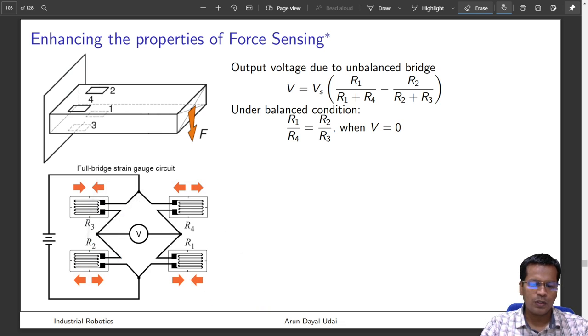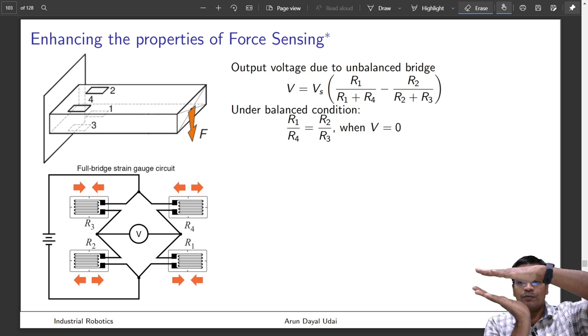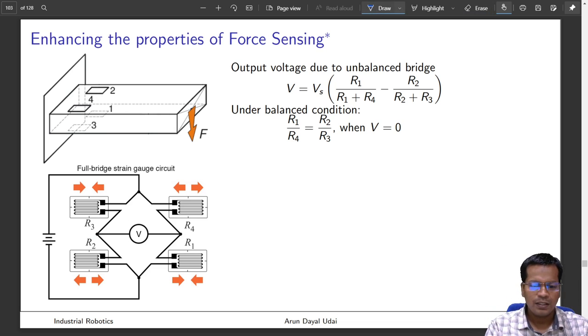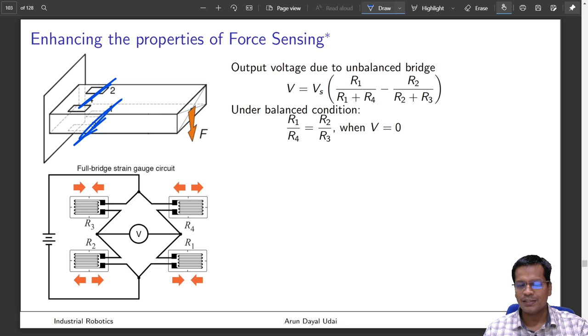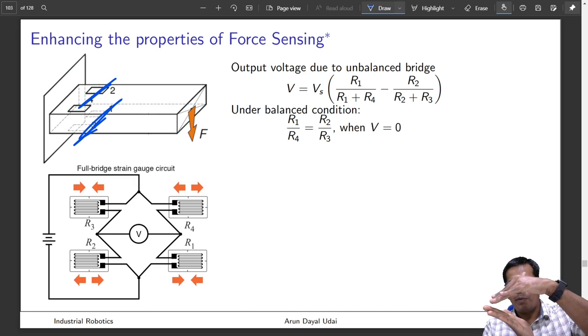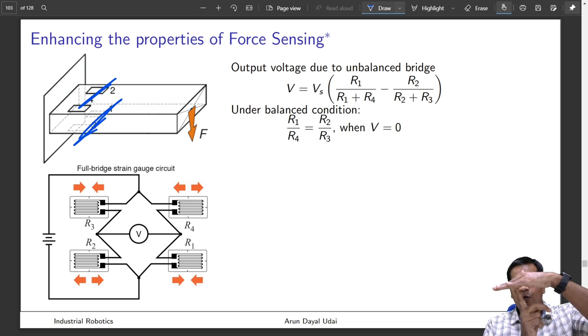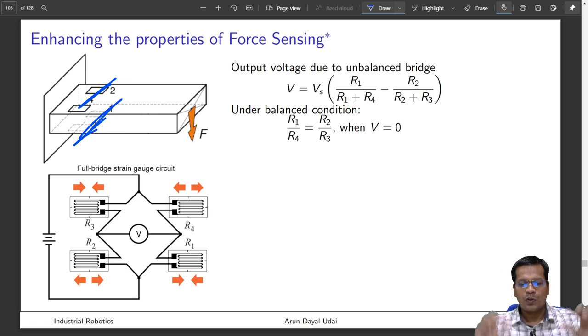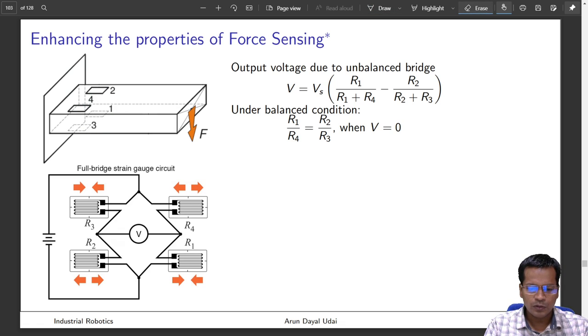Now there can be four also. What else can you have? You have a beam, as you see here. Two of them can be fitted on the top, two of them on the bottom side of it. Why is this done again? If one pair sees an elongation, another pair will see a compression. Is it not? If this beam is trying to bend, the bottom one will see the compression, the top one will be elongated. So for a small deformation, due to the combined changes, you will see a huge amount of voltage that flows through this voltmeter. Is it not?